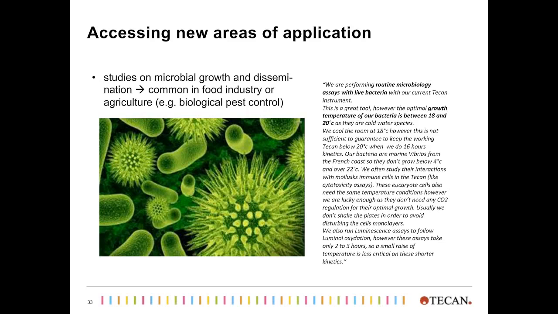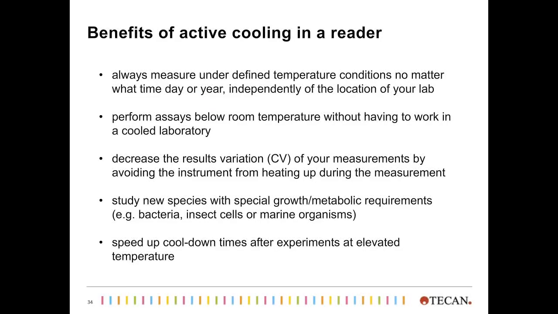And in addition, many bacterial cell cultures have a growth optimum around 20 degrees or lower. These applications can also benefit from having a cooled reader, which, for example, can be used to simulate growth conditions in the food industry or in agriculture, where researchers are interested in finding out which temperature conditions are critical for microbial growth. So just to name a few examples where a cooled detection instrument can be beneficial for best possible results.